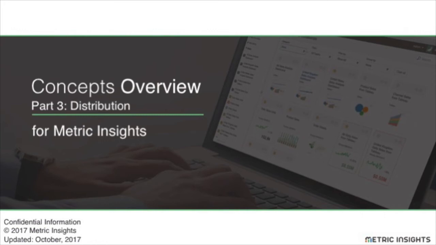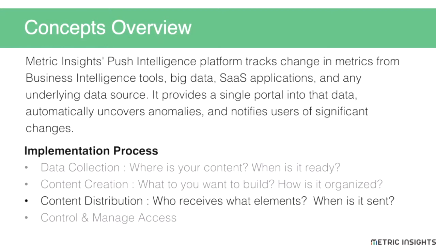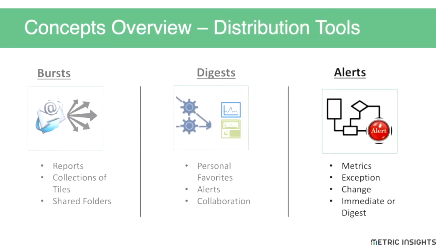This video continues our discussion about distributing elements from Metric Insights, but focuses on alerting. Our last discussion talked about grabbing tiles into collections and either sending those collected tiles to yourself as a digest, or to a group of subscribed users using bursts. Alerting allows you to build intelligence into distributed information by defining rules of when and how that content should be sent beyond a notification schedule.